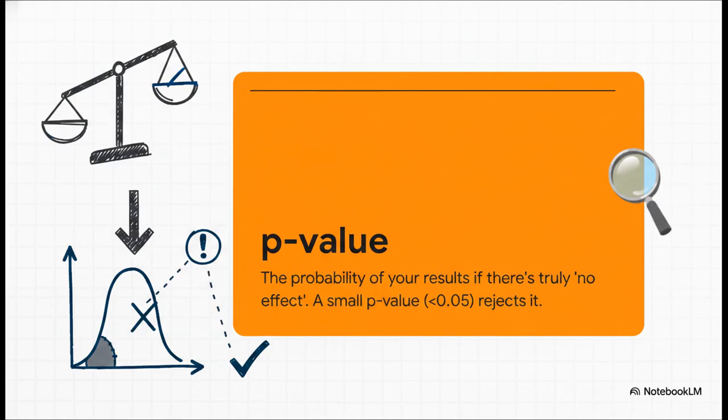Think of it like this. You start by assuming your drug does absolutely nothing. That's your null hypothesis. The p-value then tells you, okay, if the drug does nothing, how weird are these results we just got? If your results are super weird and unlikely, meaning a very small p-value, usually less than 0.05, you get to reject that no effect idea and declare your findings statistically significant.